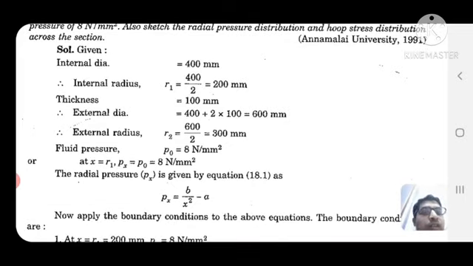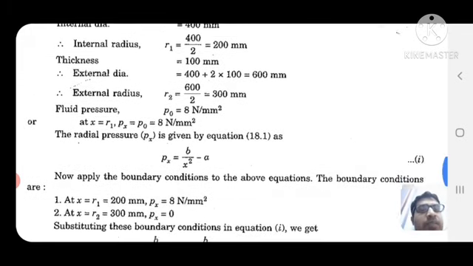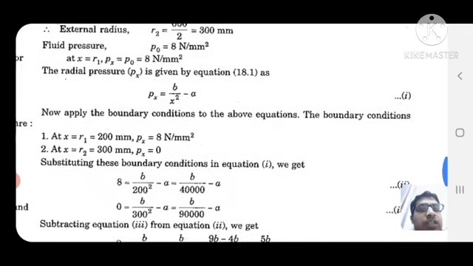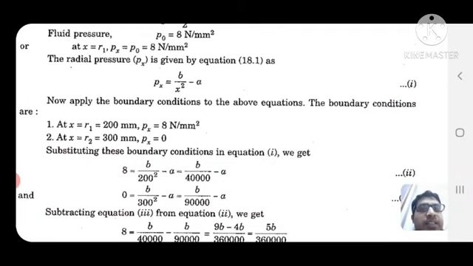At x equal to R1, Px equal to P0, which is 8 Newton per millimeter square. The radial pressure is given by the equation Px equal to B by x square minus A. Now apply the boundary conditions to the above equation. At x equal to R1, that is 200 millimeter, Px equal to 8 Newton per millimeter square. At x equal to R2, that is 300 millimeter, Px equal to 0.